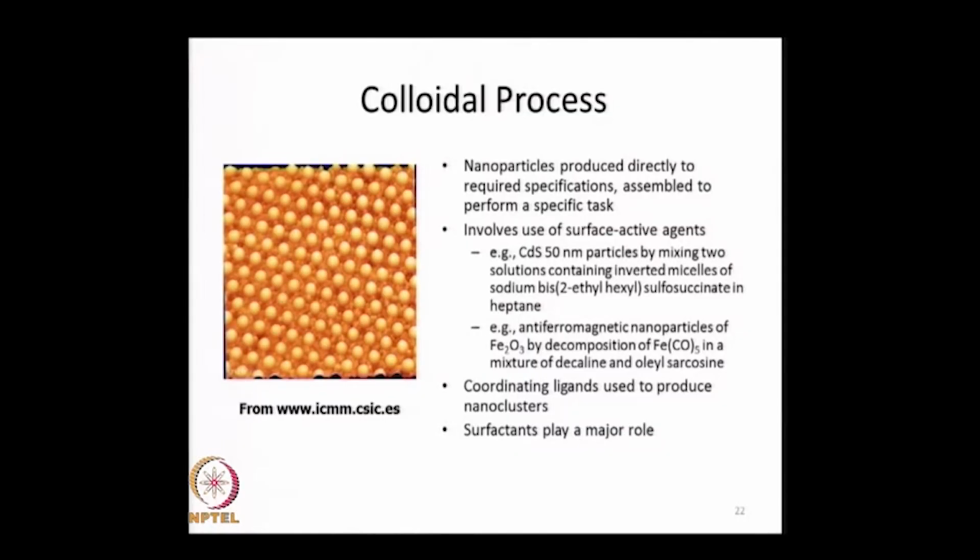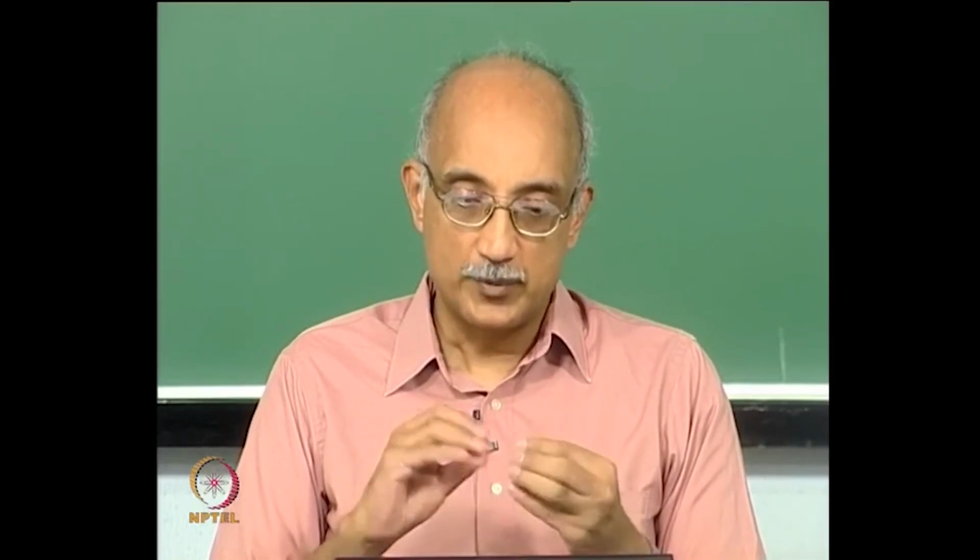So, you take the specifications that have been laid down for properties of the nanomaterial, and you take nanoparticles and assemble them in a certain way to be able to meet these specifications in order to be able to perform a specific task. So, this requires essentially surface active agents, surfactants, coordinating ligands to produce these clusters. So, in order to get these nanoparticles to bind together and make a nanomaterial with specified properties, you have to be able to do manipulations at atomic level.